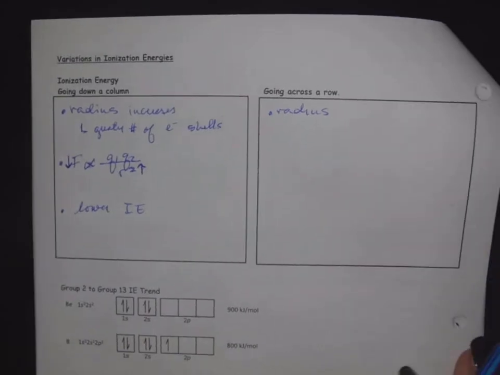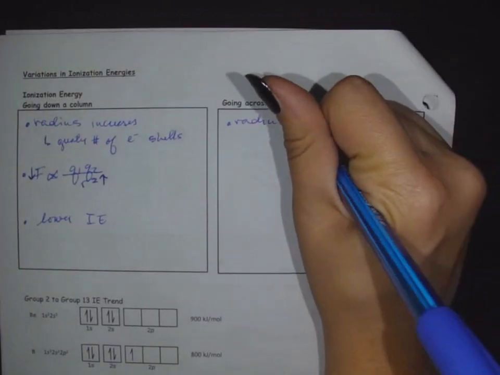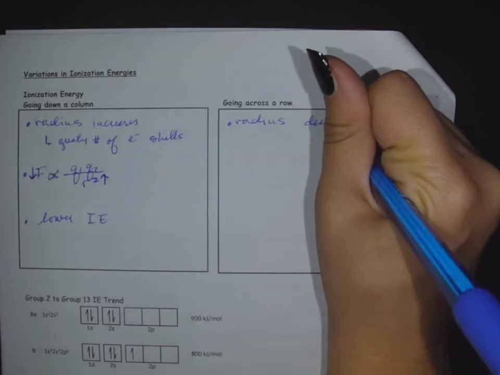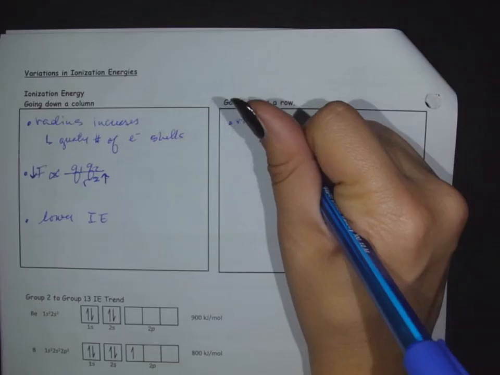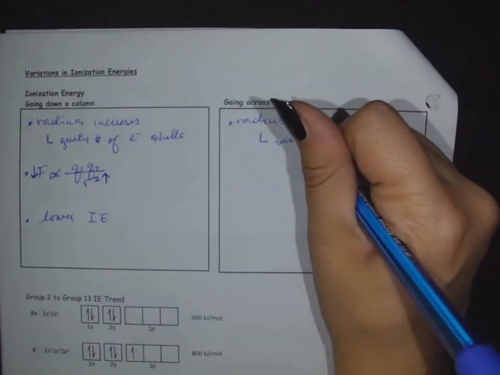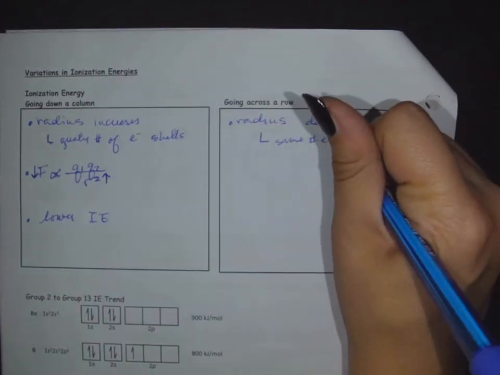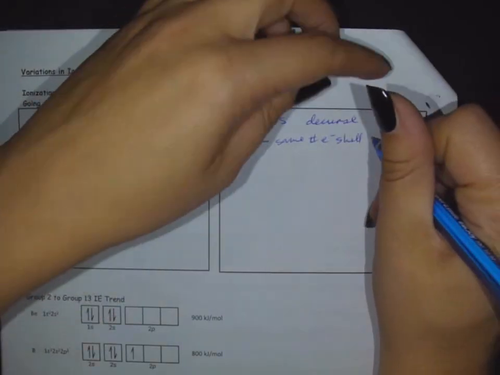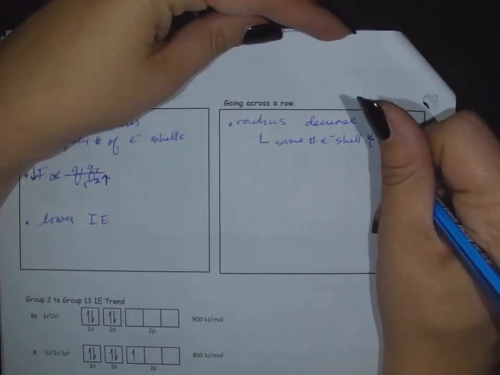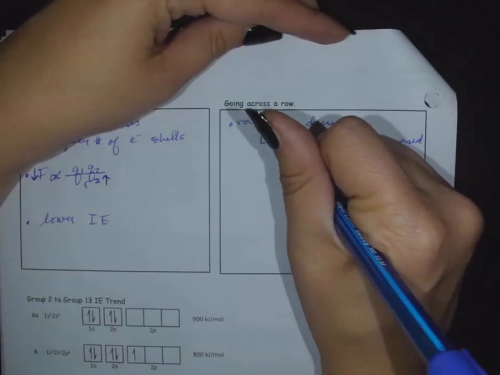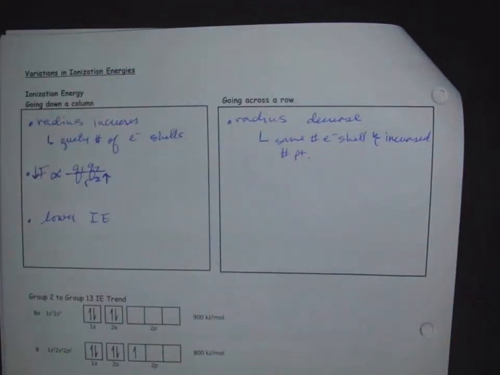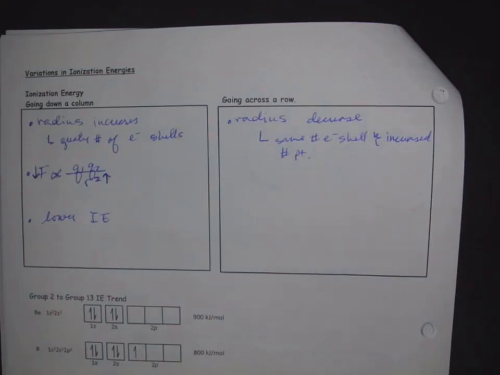Now, same idea, talking about going across a row. We see the radius decrease. Again, this is due to the fact that they have the same number of electron shells and an increased number of protons. The shells are the same, but the number of protons increased, causing the atomic radius to become tighter, smaller.